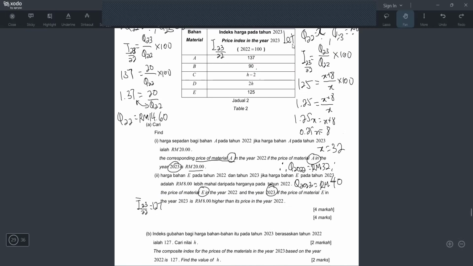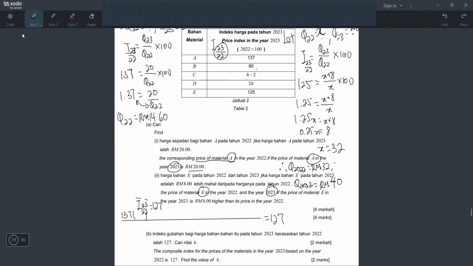So what I do now is I will draw a very long line, and then equals 127. Okay. And then now I will put in I times W. So what is the I for material A? 137, right? And the year matches, that's why I can straight away take it. So it will be 137 times the weightage.